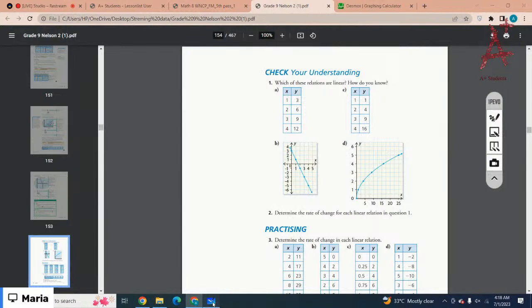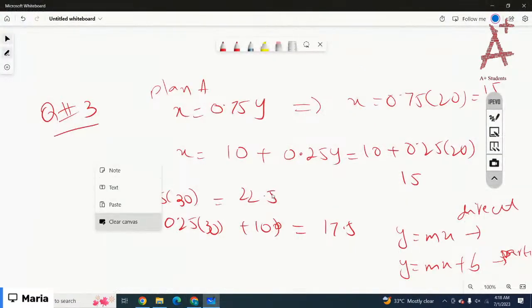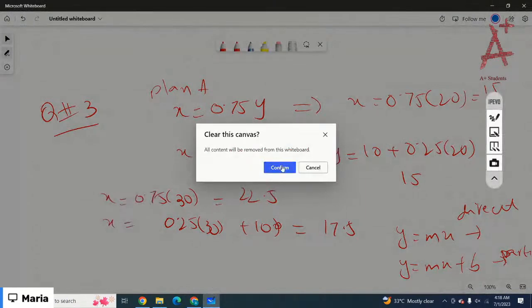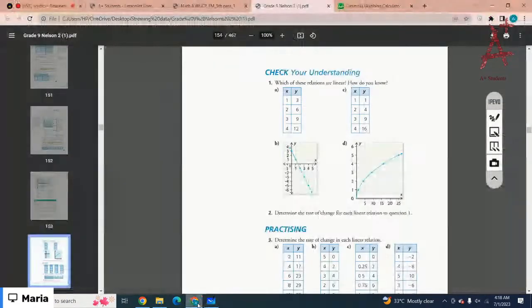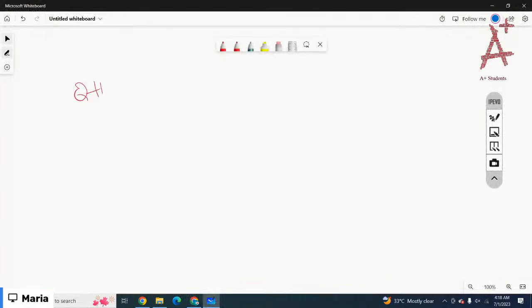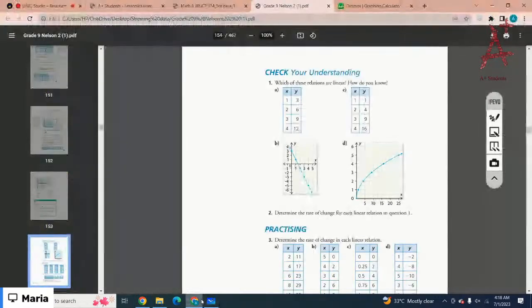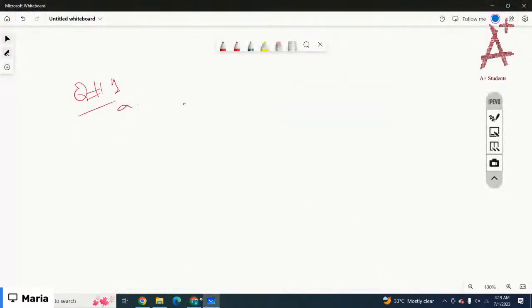Let me make the table on the board. Question number 1a. X is 1, 2, 3, 4 and y is 3, 6, 9 and 12. We need to see if the first difference is constant. That means the values are in a linear relation.